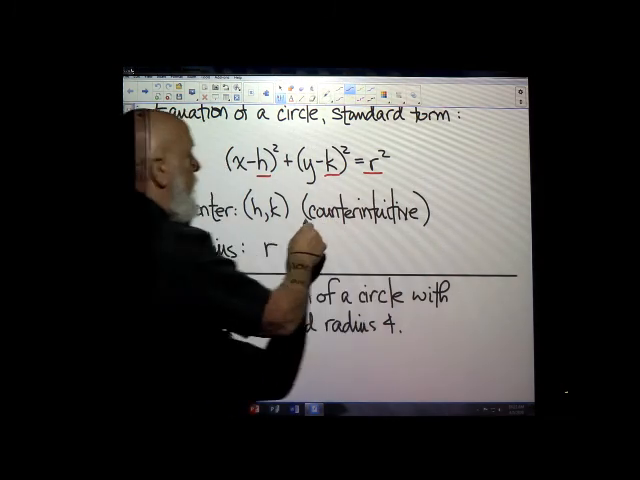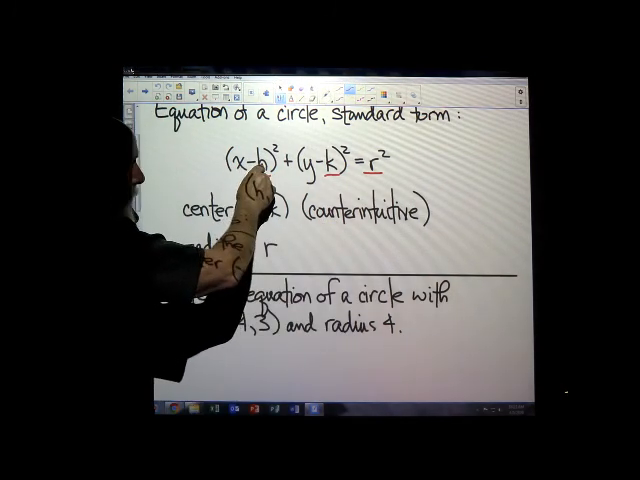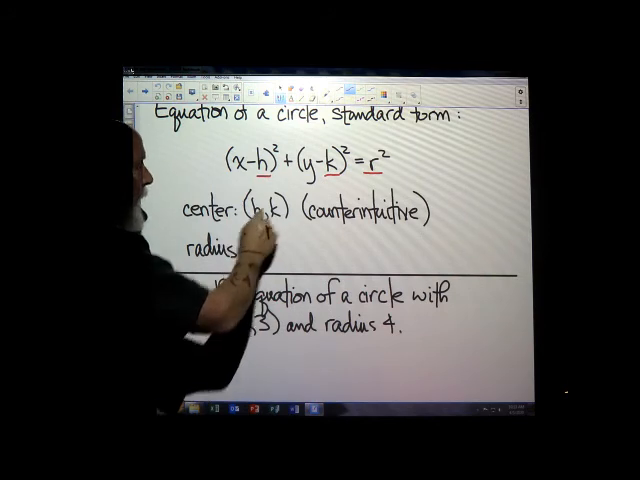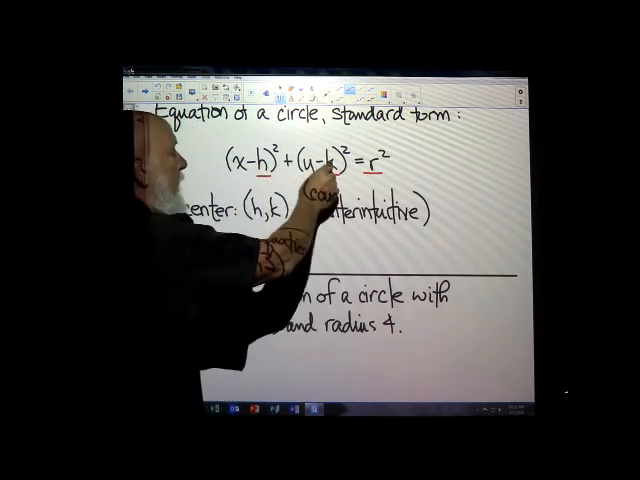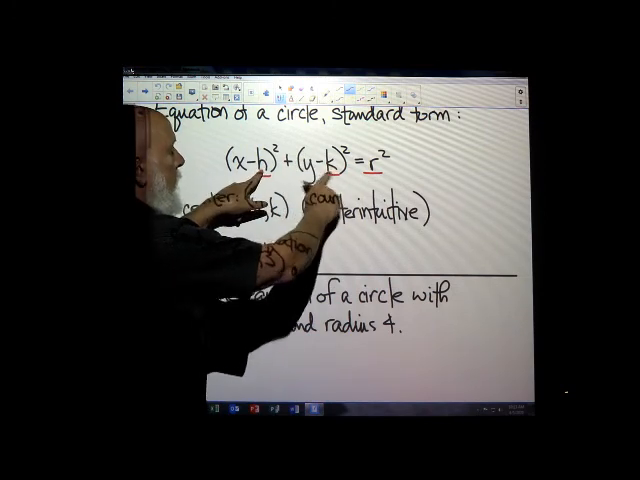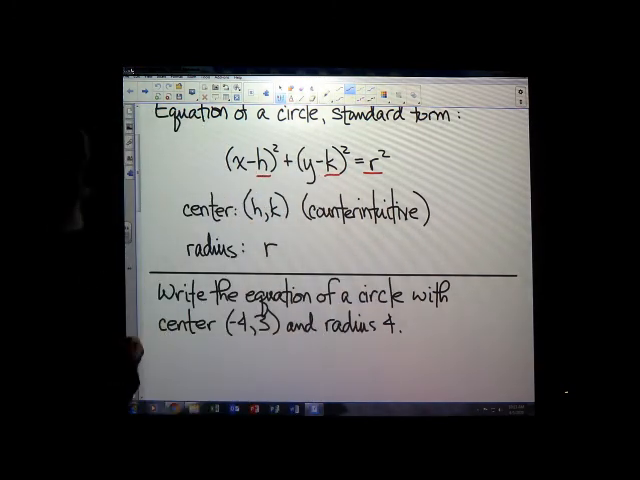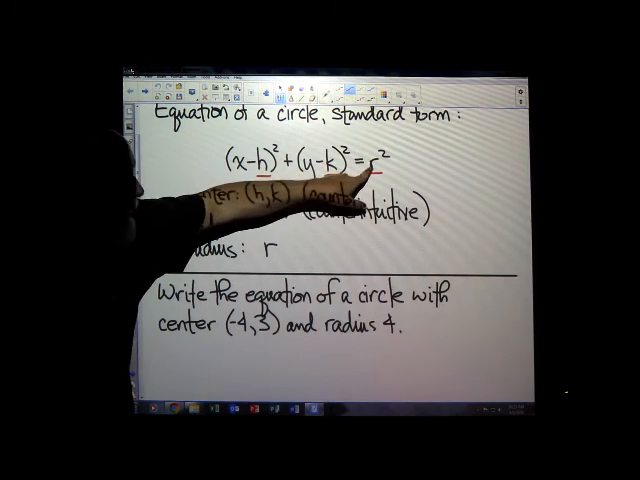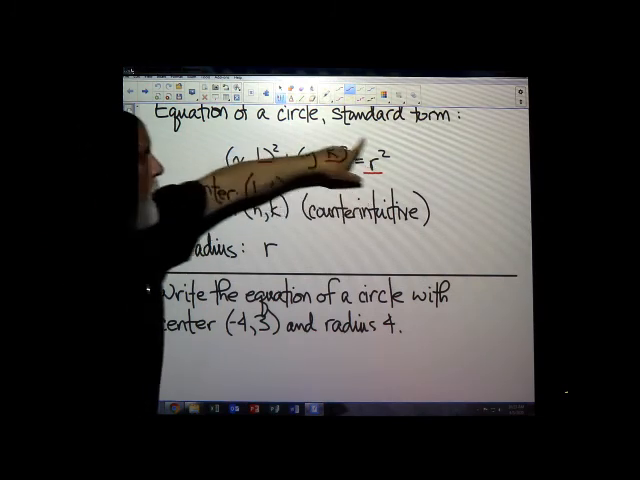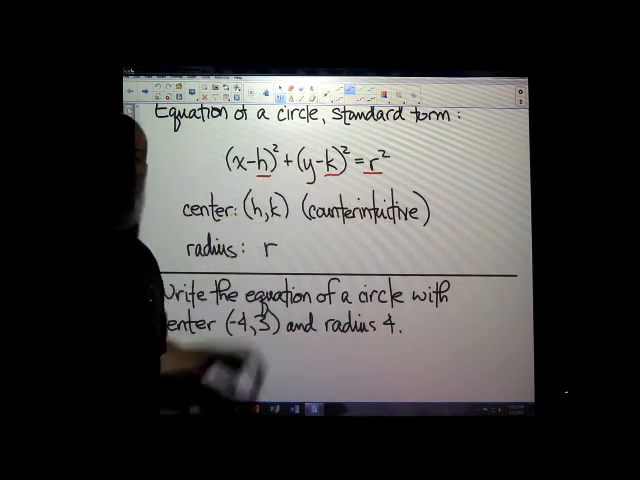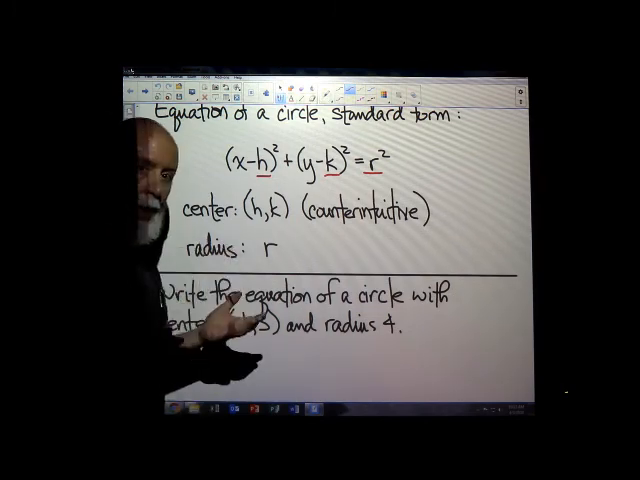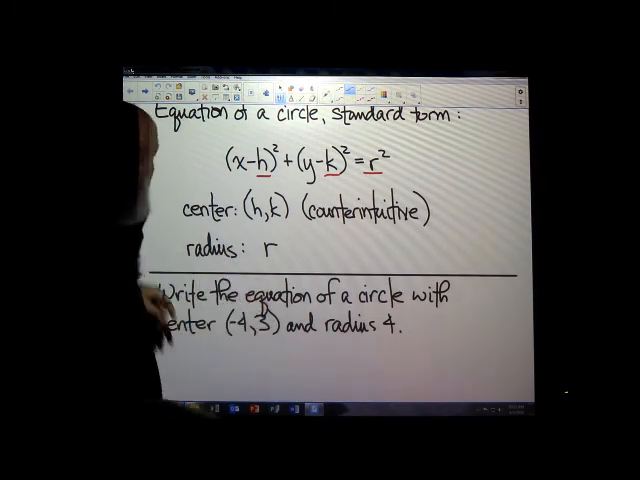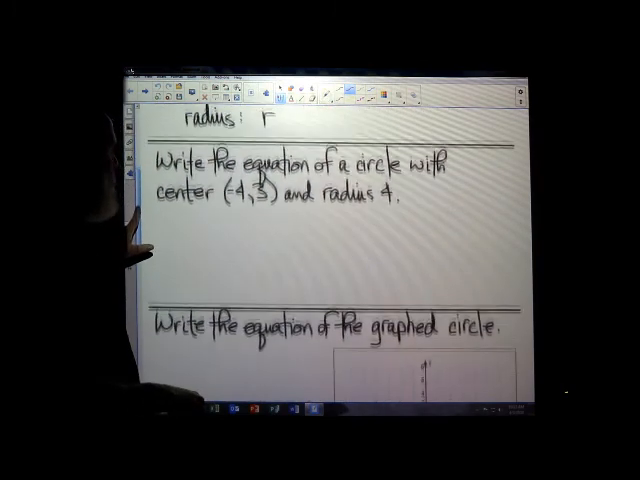We say that's counterintuitive. For instance, if this is x plus 4, there will be a negative 4 here. If this is y minus 3, we'll put a positive 3 here. Whatever these numbers are, they give the center of the circle, and it's going to be counterintuitive. The radius of the circle is going to be the square root of whatever this number is. Okay, so this is the general form. We're going to move from the general form to a couple of specific examples and find centers, radii, and we're going to graph the circles. That's the idea anyhow. Hopefully that'll work.